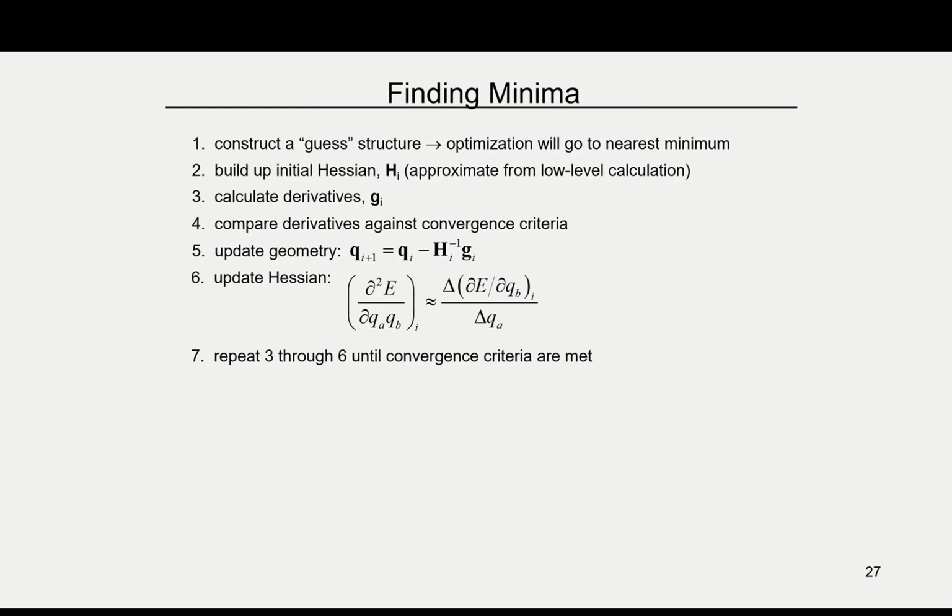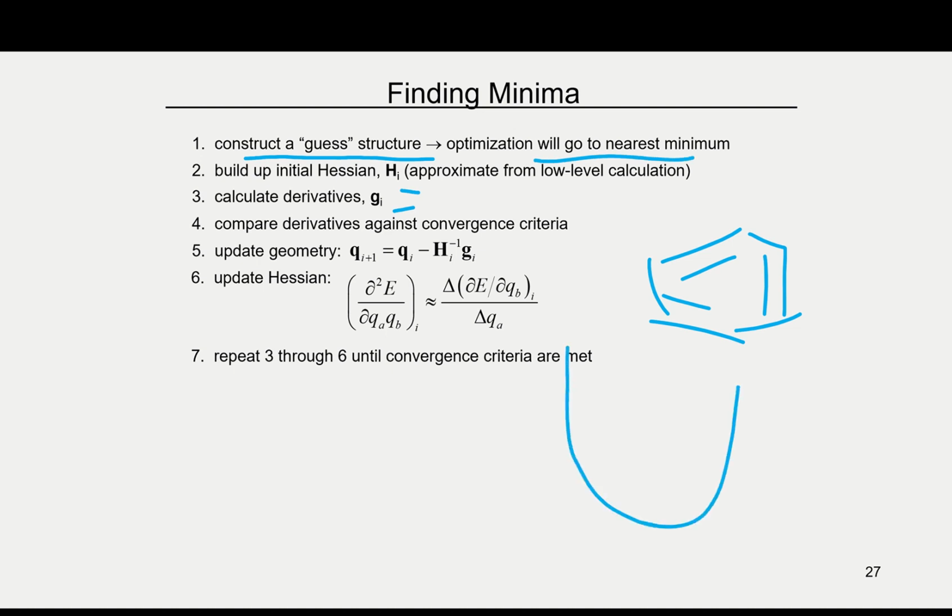Now, for finding a minimum, you know what H and G are, which are the Hessian and the gradient. First you should construct a structure if you want to find a minimum. For example, you construct this structure, which we call a guess structure. The optimizer will go to the nearest minimum.